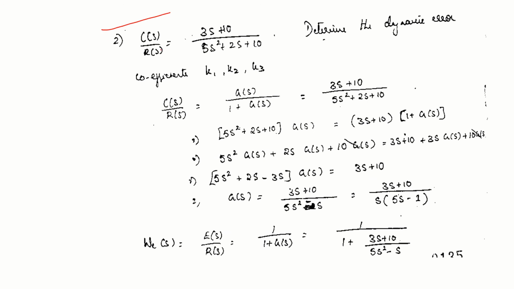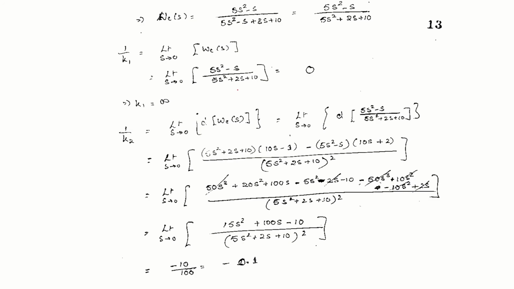Let us solve another example. C of s by R of s is equal to 3s plus 10 divided by 5s square plus 2s plus 10. Determine the dynamic error coefficients k1, k2, k3. So from C of s by R of s we'll get G of s. Then W E of s is nothing but 1 by 1 plus G of s. Get this. Then I have got my W E of s.